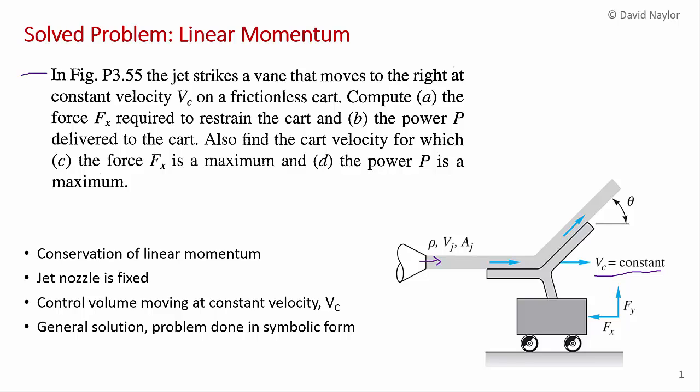So this problem involves the principles of conservation of linear momentum, and I want to emphasize that the jet, the nozzle, is fixed. So it's not moving, it's the cart that's moving to the right at velocity vc. And so what we're going to do is consider a control volume that moves with the cart. The difference in this problem compared to the other problems that I've solved in the videos is we have a moving control volume at constant velocity.